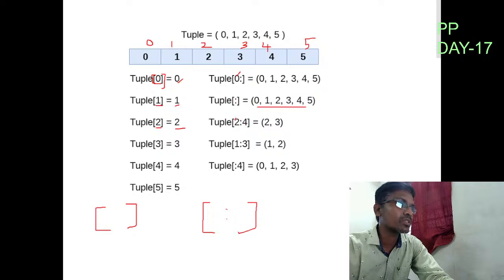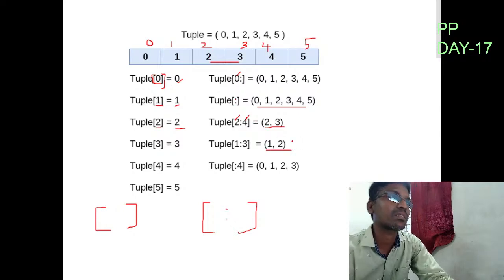And tuple followed by 2 colon 4 means 2 is included and index number 4 is excluded. So at index number 2 it is 2, at index number 3 it is 3, and 4 will be excluded. Then the output is only 2, 3. Next, tuple followed by 1 colon 3: index number 1 is included and index number 3 is excluded. Then the output from 1 to 3 is 1, 2 only.